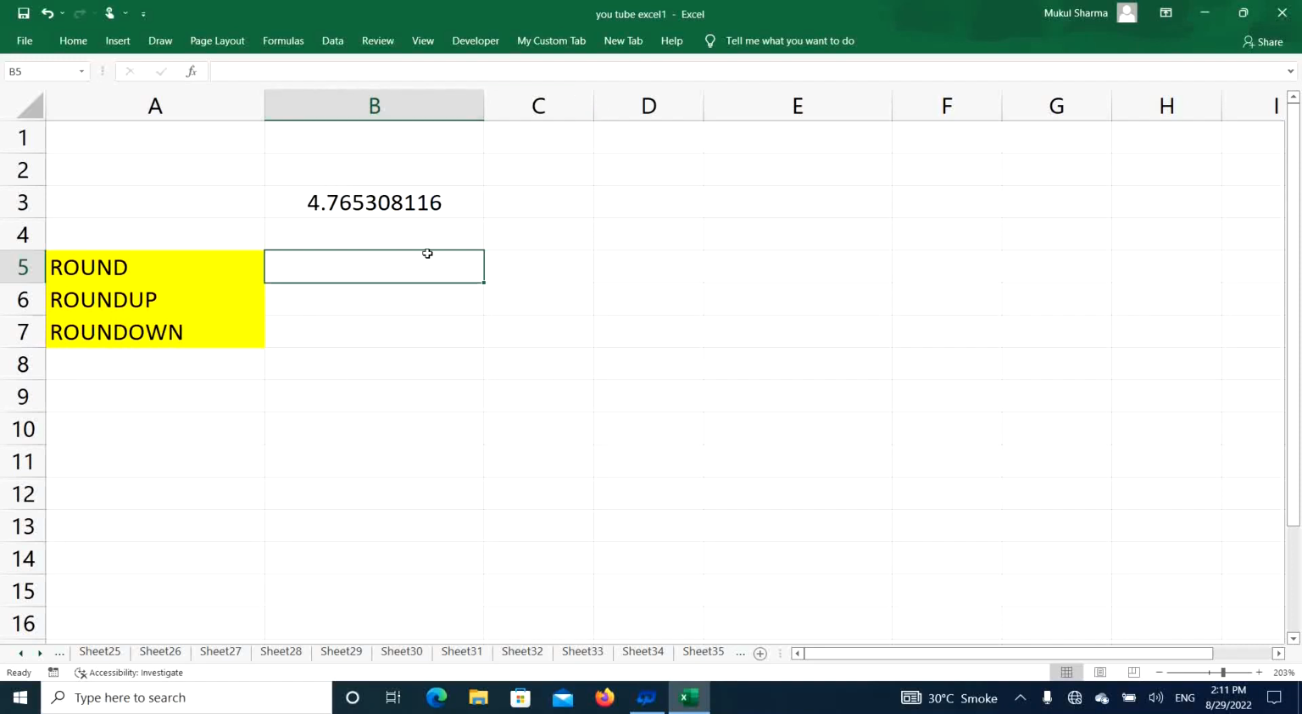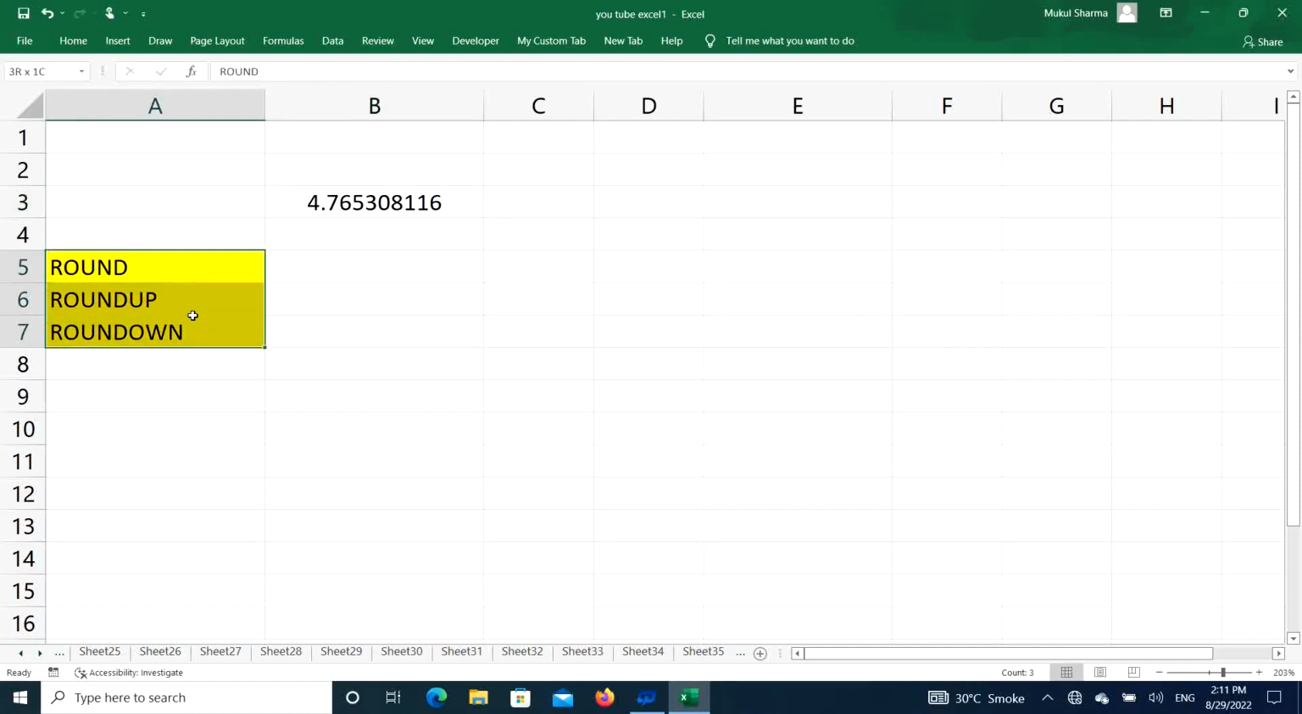Namaste everyone. Sometimes we need to deal with decimal numbers and we need to round them off to the required number of digits after the decimal place. In that case, there are three formulas available in the Excel spreadsheet: ROUND, ROUNDUP and ROUNDDOWN. Let us see one by one.